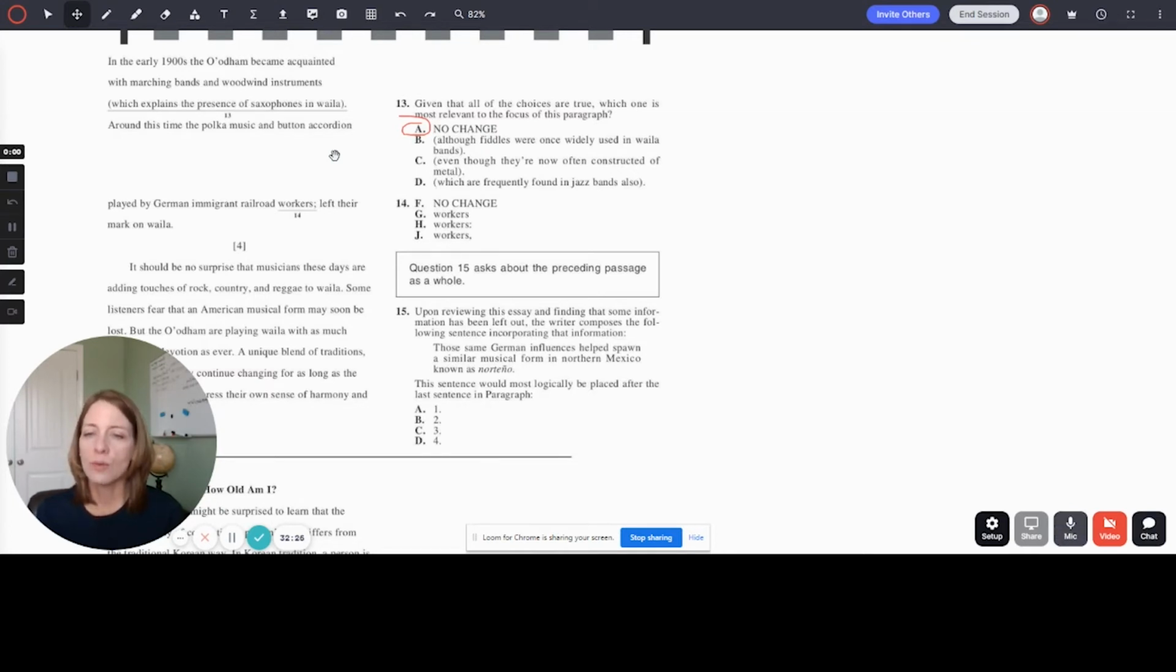Okay. Around this time, the polka music and button accordion played by German immigrant railroad workers left their mark on Wally. Okay. So whenever I see a semicolon or a colon, I'm thinking through, do I have a complete sentence on both sides? So to the right, left their mark on Wally. Not a complete sentence. So just by that, the right side not being a complete sentence, I know it can't be F. F is not an option. Now, around this time, the polka music and button accordion played by German immigrant railroad workers. Okay. The left side of a colon has to be a complete sentence, and that is not. Okay.